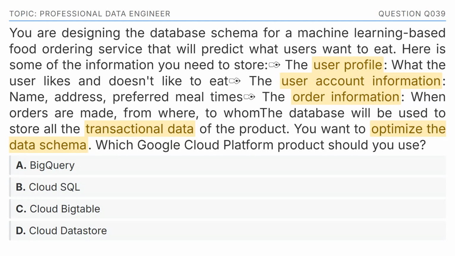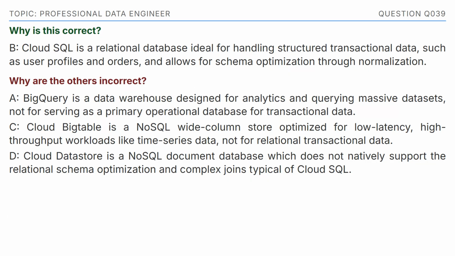To arrive at the correct answer, we focus on the keywords: user profile, user account information, order information, transactional data, optimize the data schema. The correct answer is option B, Cloud SQL. Why is this correct? B. Cloud SQL is a relational database ideal for handling structured transactional data, such as user profiles and orders, and allows for schema optimization through normalization.